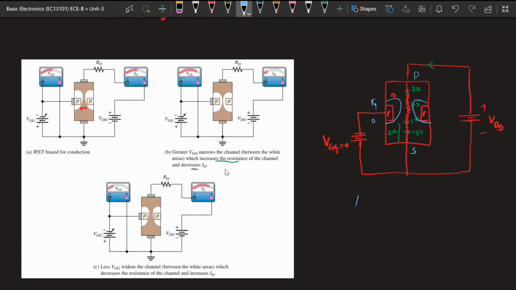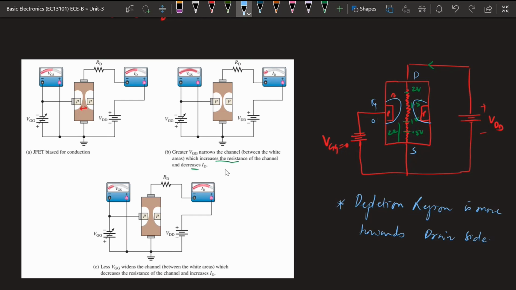Okay, this is the depletion region, more towards the drain side.